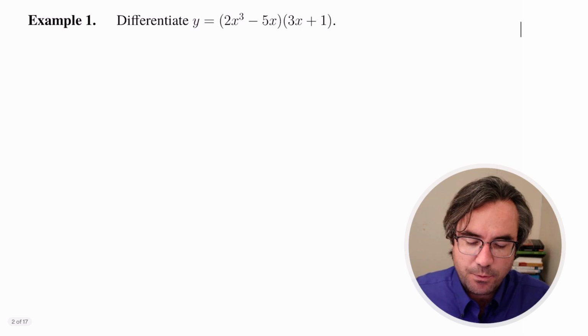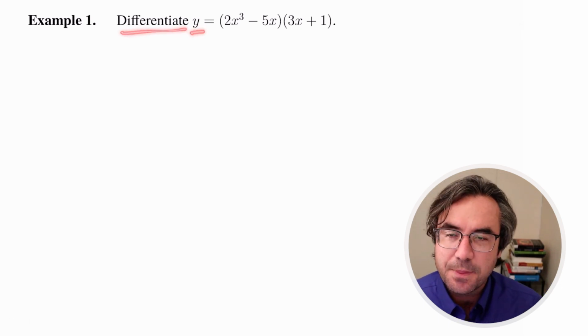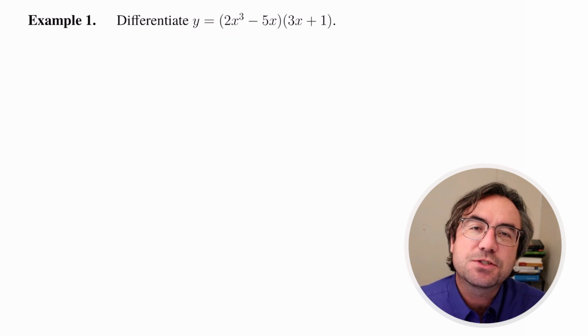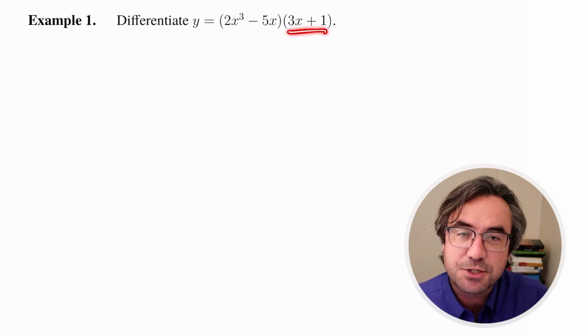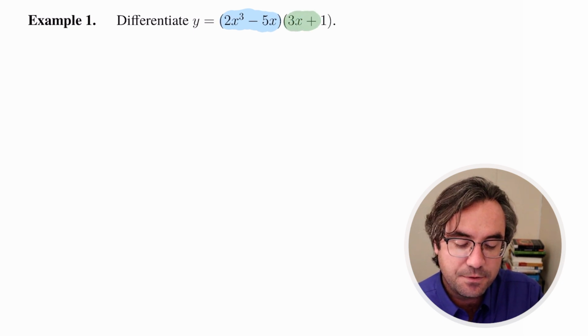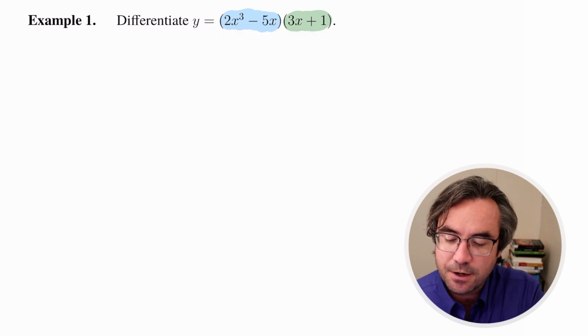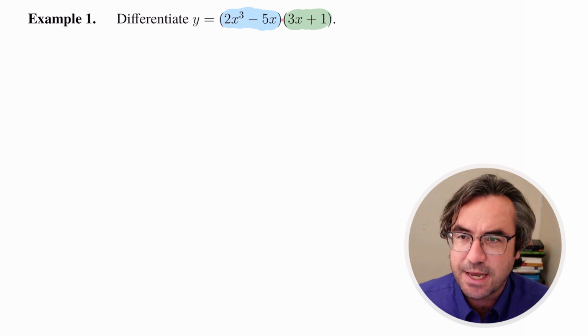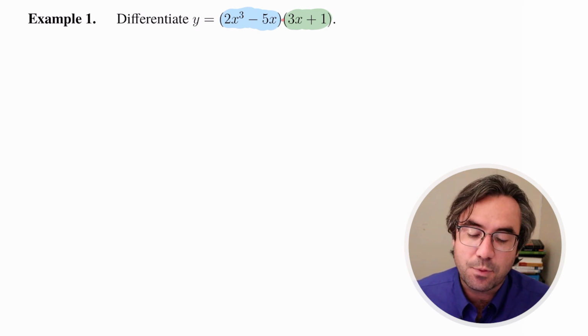So let's look at example 1. We want to differentiate this function y. It's the function 2x squared minus 5x times 3x plus 1. So what we actually have here is a product of variable terms. There's variables over here, there's variables over here, and right in the middle there, even though it's not written, there's multiplication. So we've got to use our product rule.